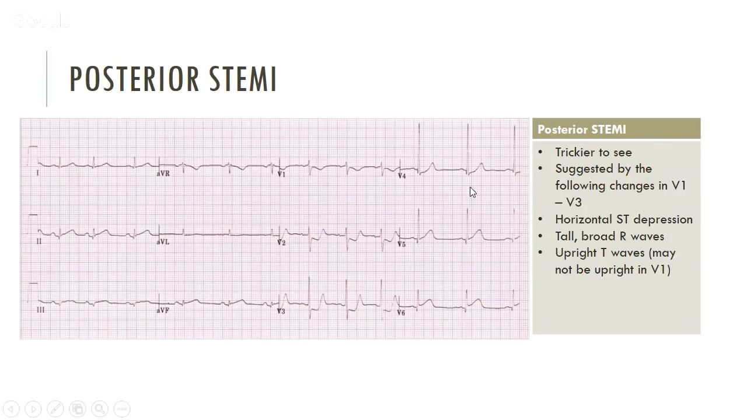And then posterior STEMI, that's unlikely to come up, especially with a 12-lead ECG. The main thing I want to look out for is a reciprocal ST depression in V1 to V3. So V1 to V3, remember, is anterior. Anterior is opposite of posterior, so that's why there's reciprocal depression in these leads.